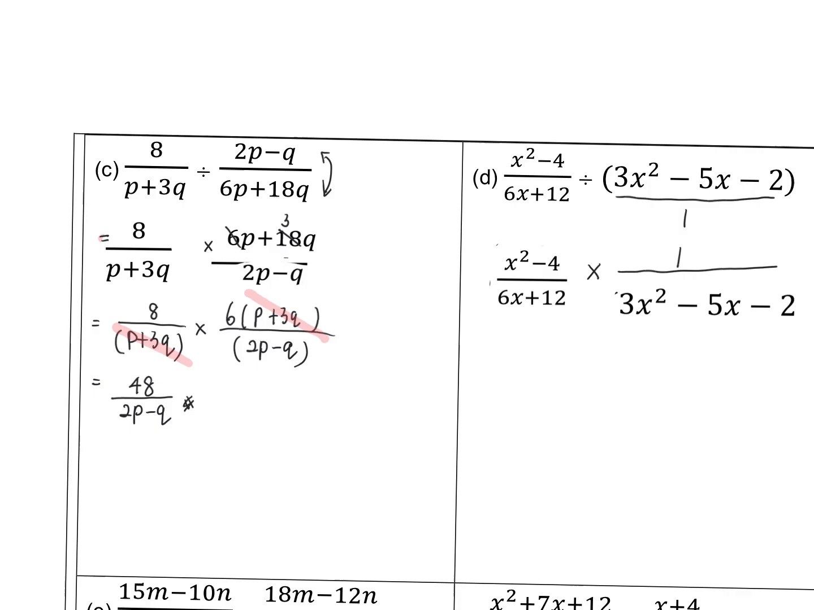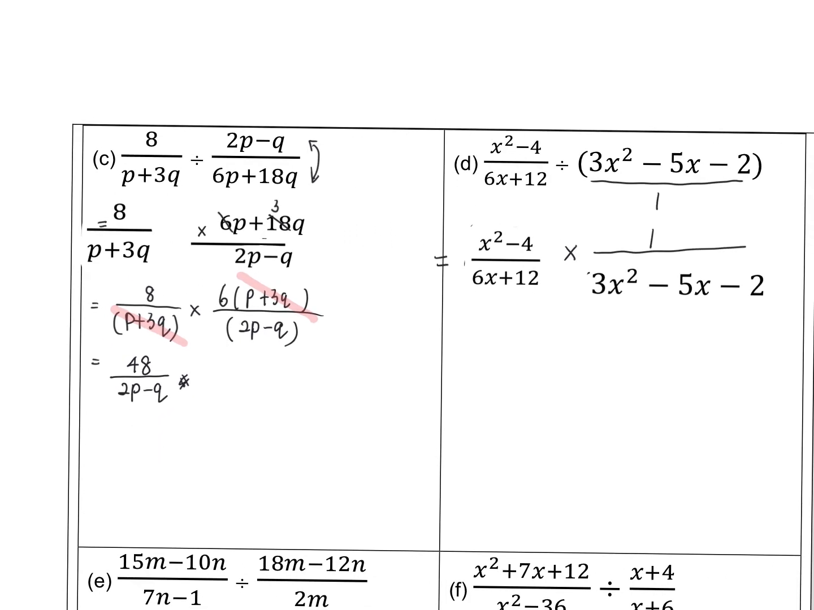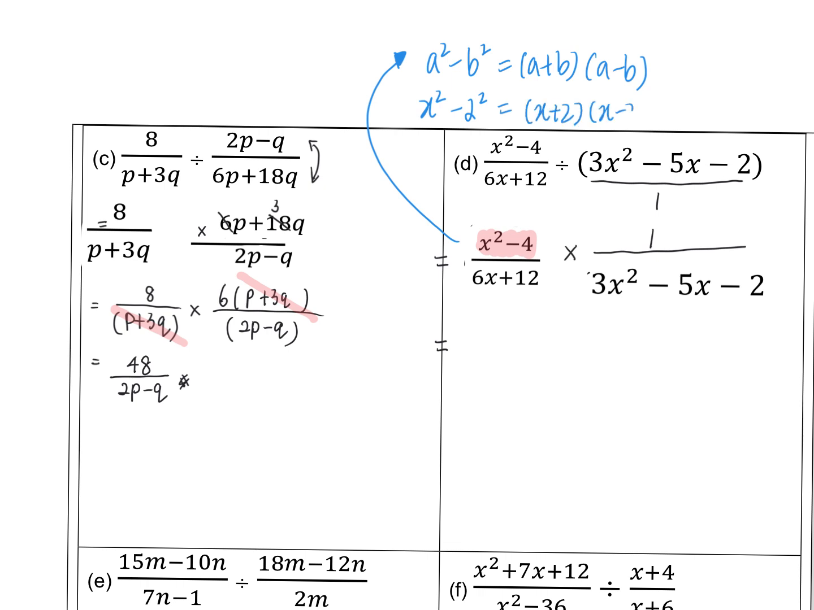Okay, so this is how you keep, change, flip the first expression. Next, it's factorization. So when you see two terms and both are perfect squares, what should come to your mind? Which is the identity or the relationship or the property that must come to your mind? A square minus B square is A plus B, A minus B. So actually this is x square minus 2 square. So if you want to change it, it's x plus 2, x minus 2. So let me change this to x plus 2, x minus 2. Okay, that's the top part.